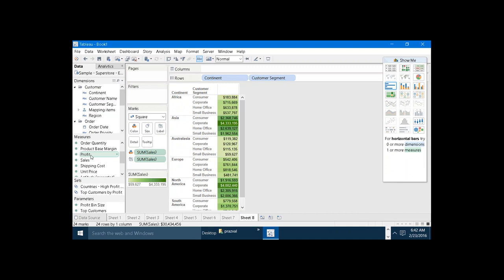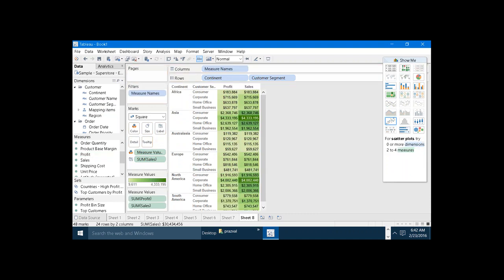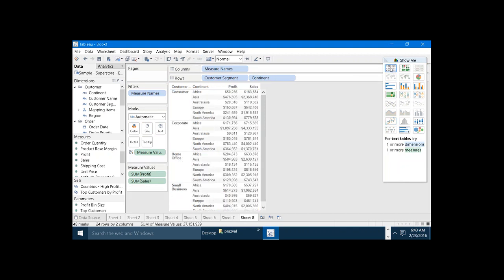Here, let me take one more measure. It is coloring with the sales, but it is not coloring with the profit. See, the highlight table is inactive. If you observe carefully, it is showing both the sales and profit as the same, but it won't be like this, right? If I take the second measure also, it is showing the same values. If I click on the text table, now it is showing the correct values.